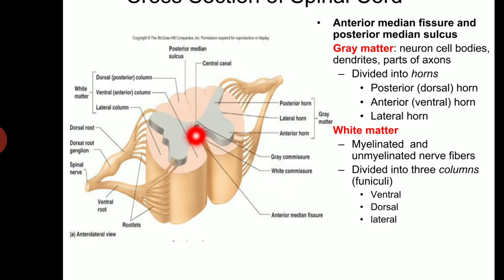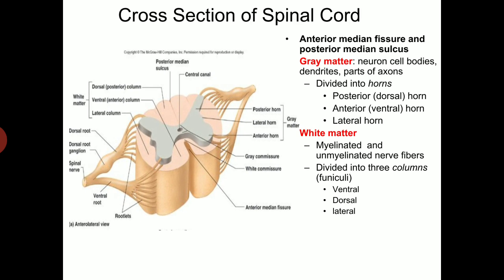Now centrally there is a central canal, and in front of the central canal there is a part of gray matter which connects both halves of the gray matter, known as the anterior gray commissure. And this is the part of white matter in front of the central canal which connects both halves of the white matter, known as the anterior white commissure. So this is a cross section of the spinal cord.